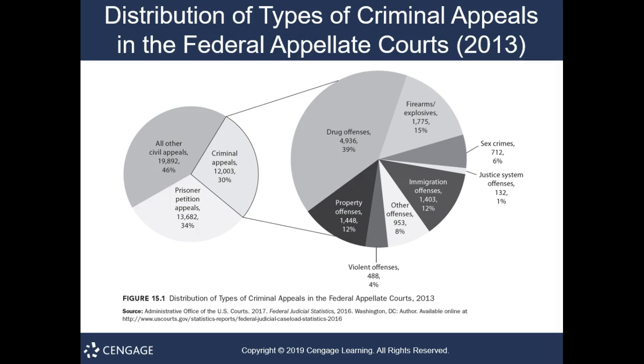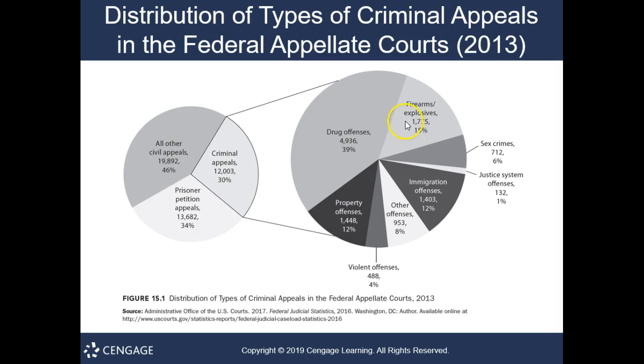All right, let's look at the distribution of types of criminal appeals in the federal appellate courts. This is the federal appellate courts, not the state courts. If we look at the types of cases, drug offenses are 39%, firearms and explosives are 15%. Remember, of course, that federal appellate courts are hearing only federal cases, and so they differ dramatically from state cases. In state cases, there's lots of murders, rapes, robberies, all the big things. That's not very true in federal courts because although there are homicide statutes in the federal courts, they don't try a lot of homicides.